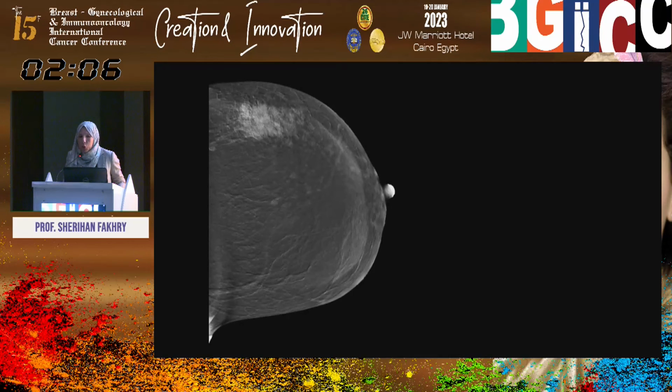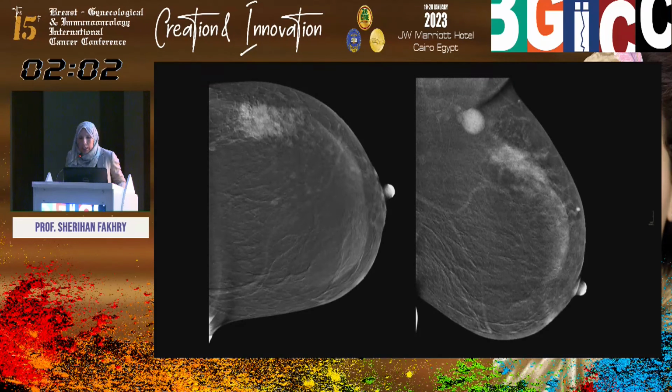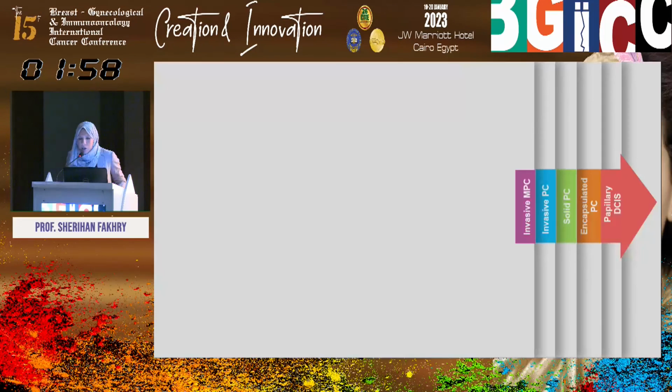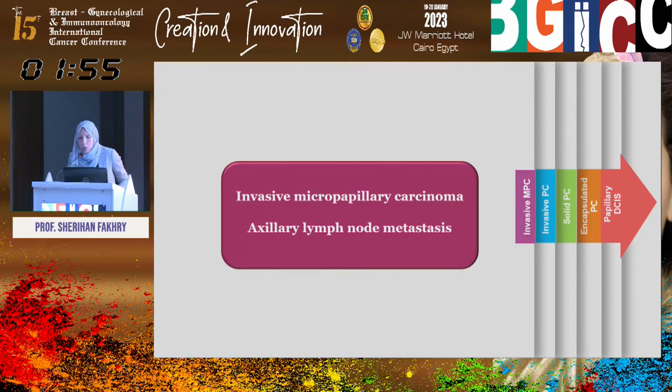Contrast enhanced mammography showed heterogeneous enhancement within the mass associated with regional nodular mass enhancement. This case was a case of invasive micropapillary carcinoma with axillary lymph node metastasis.